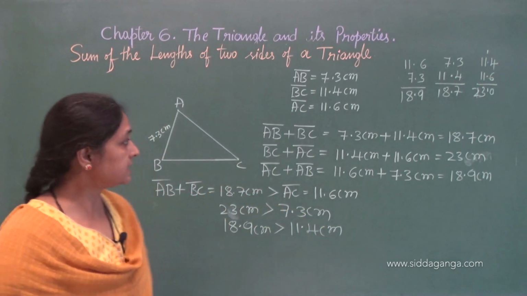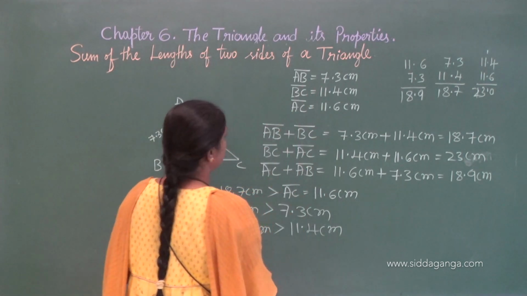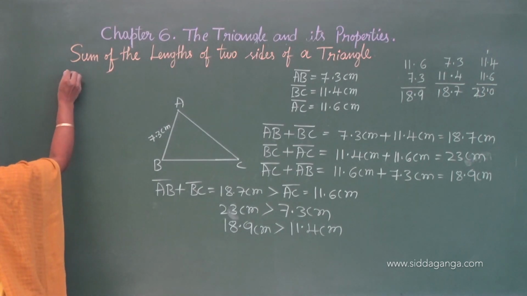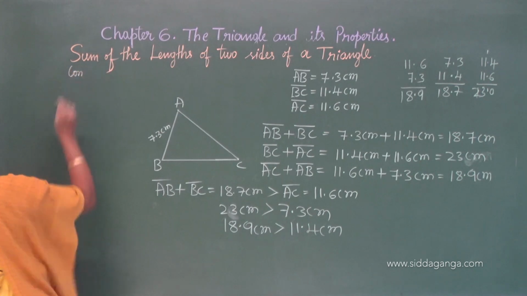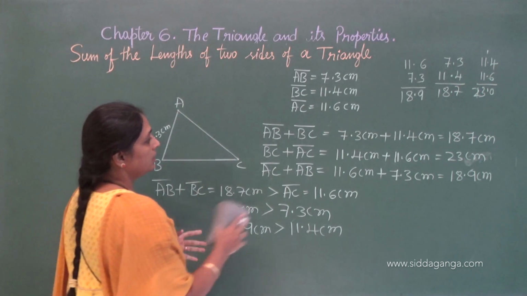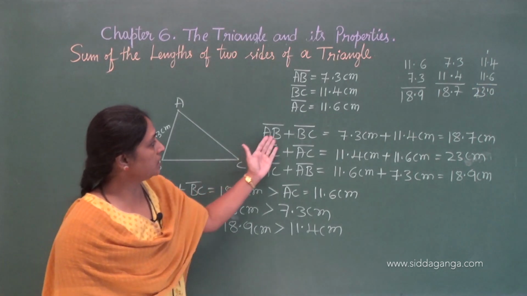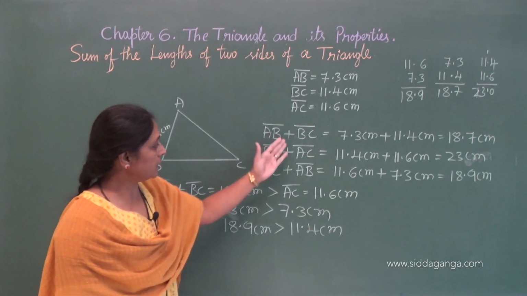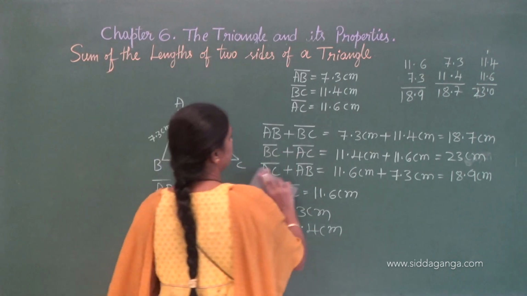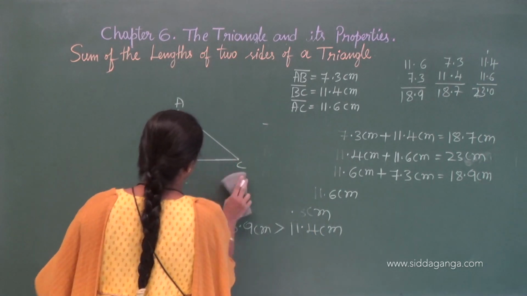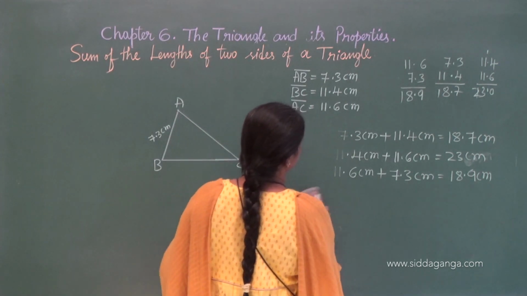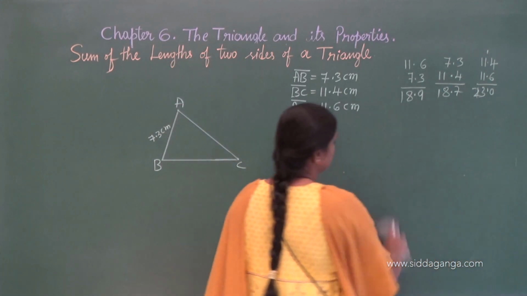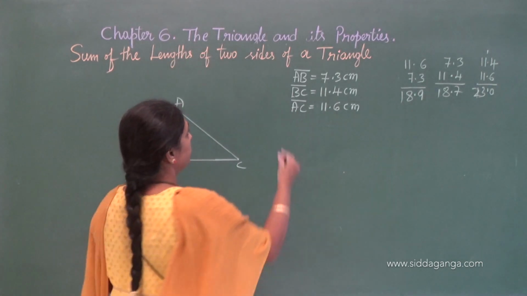Okay, and let's take the difference also. I write here conclusion. First we find the difference. Okay, so here we found the sum of these two sides, and we came to know that it is greater than the third side. Okay, let's find the difference between these two.